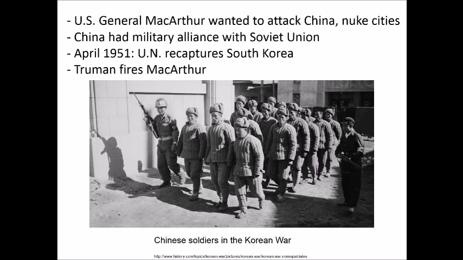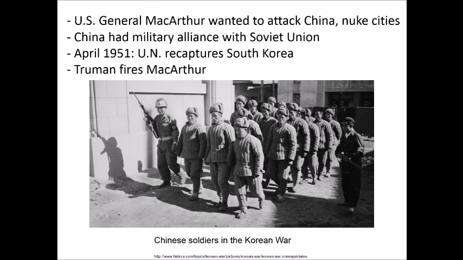So MacArthur's plan was to drop nuclear bombs on roughly 26 locations across China. Some estimates are that if this plan actually went through, we would have killed like 500 million Chinese. So in all of World War II, about 80 million people died.